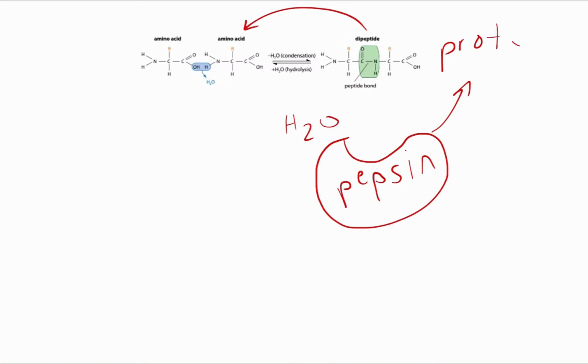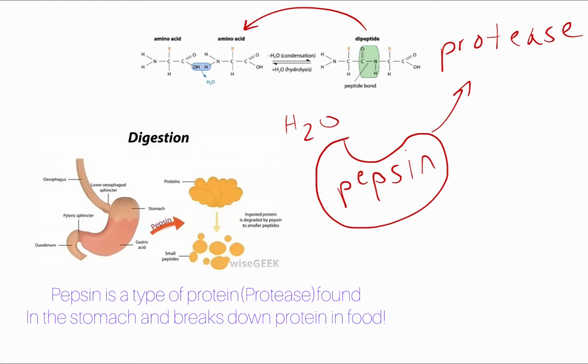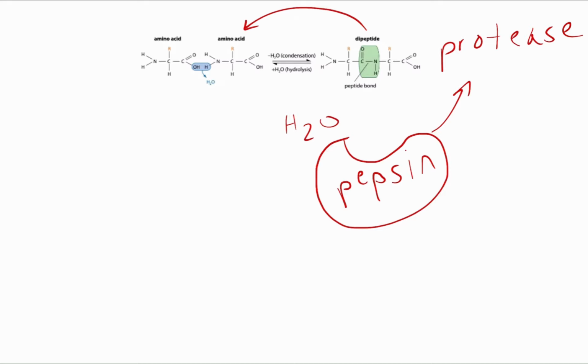And pepsin is a protease. A protease is a type of protein that breaks down polypeptides, right? And pepsin is an enzyme that does this. So pepsin is a protease. The protease is pepsin. That makes sense, okay? So again, water has the help of pepsin to help this reaction go through. So let me just go ahead and blow up one image here.